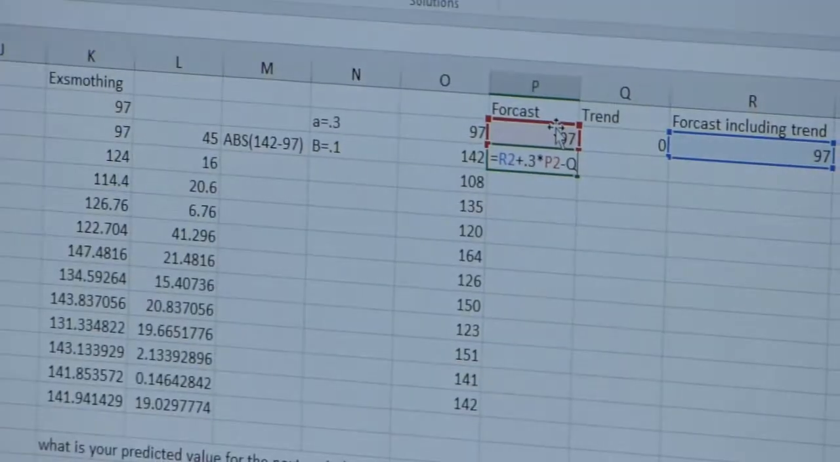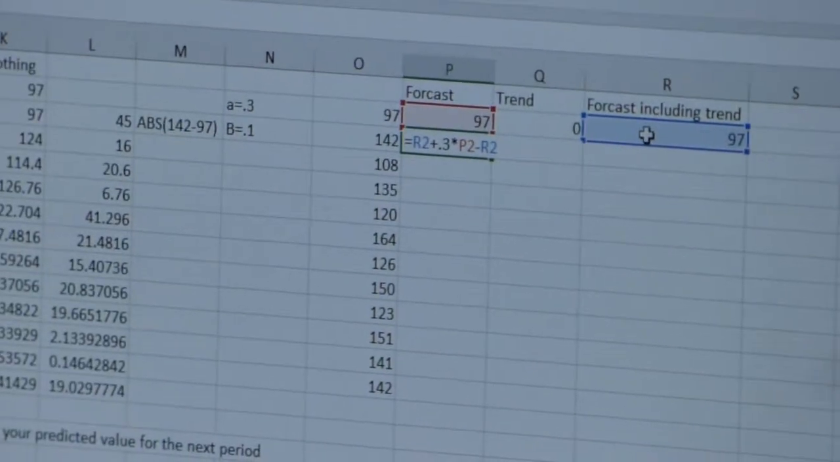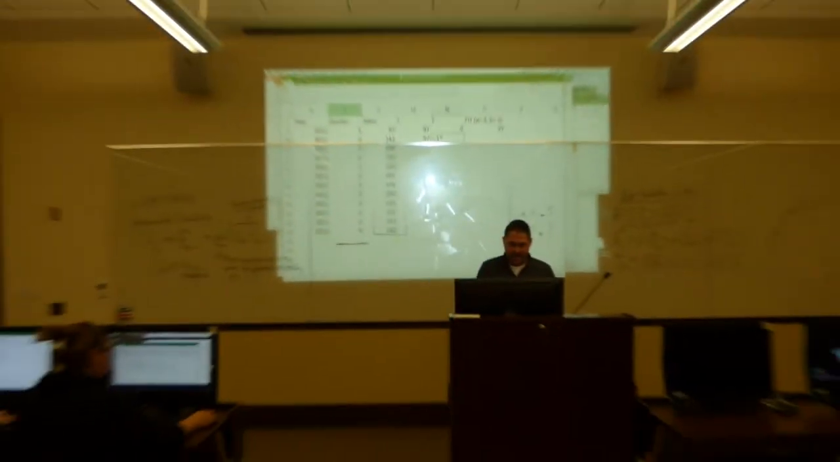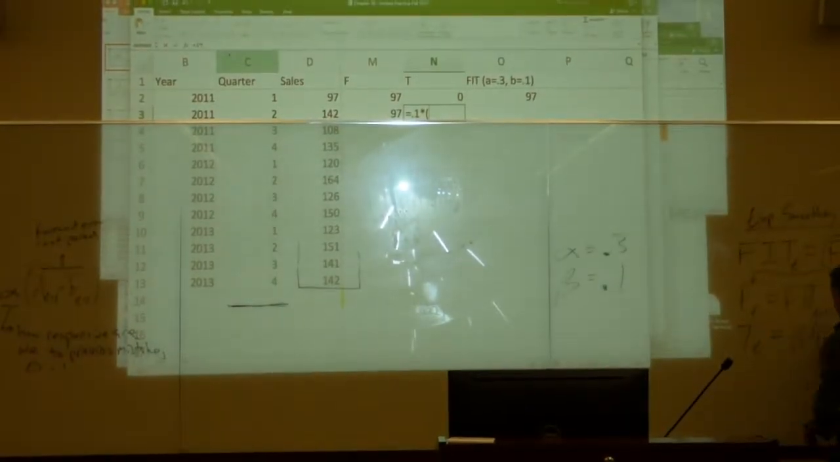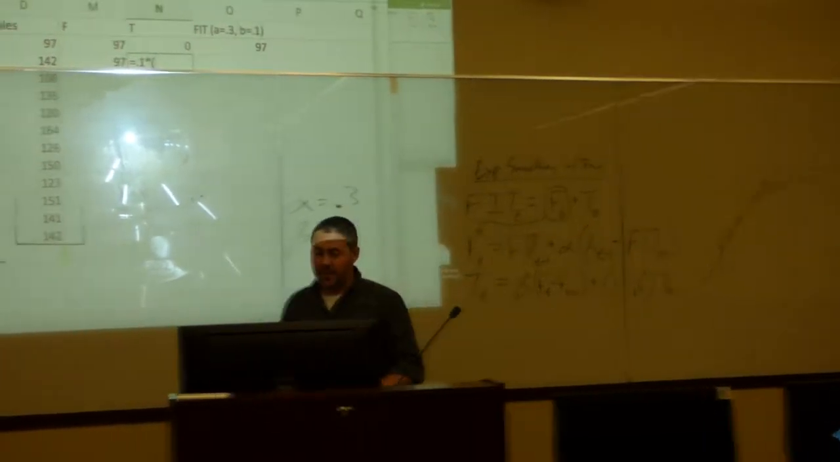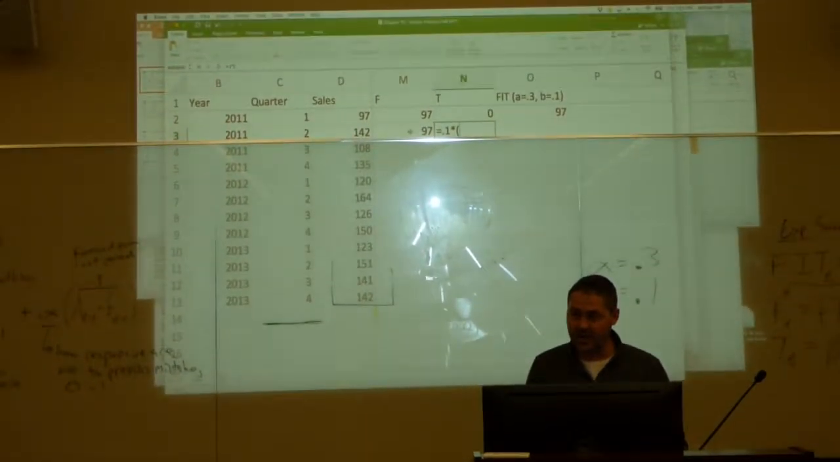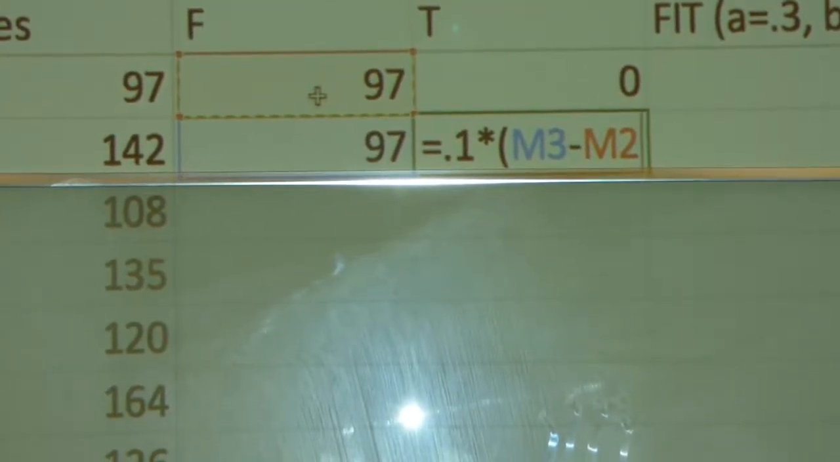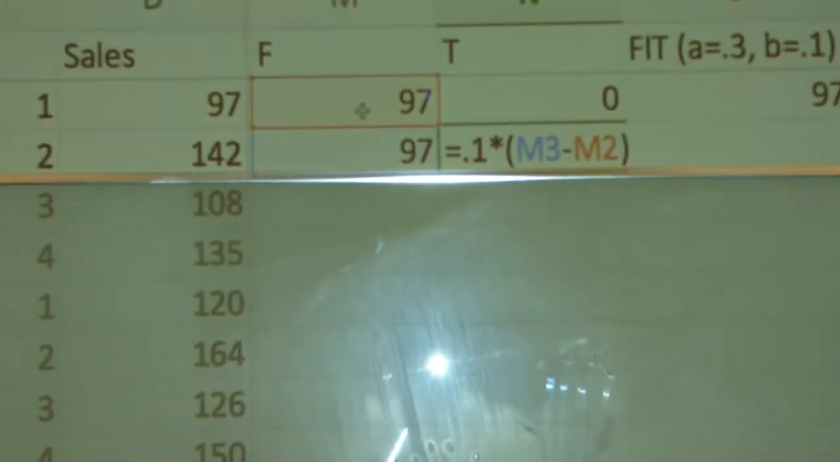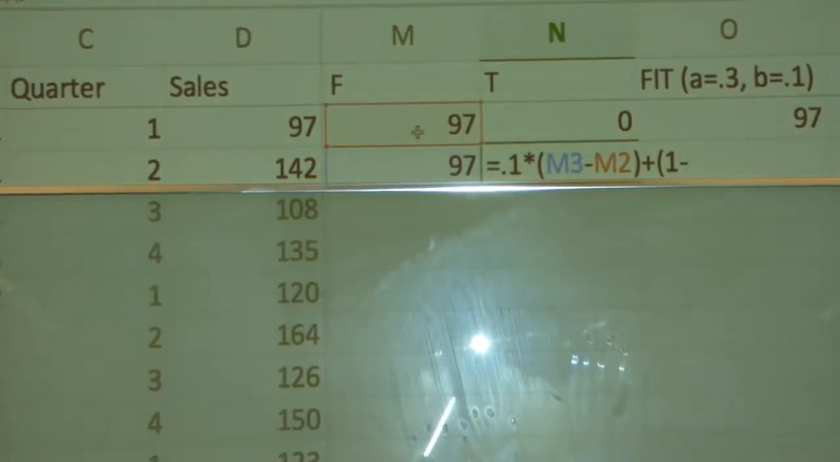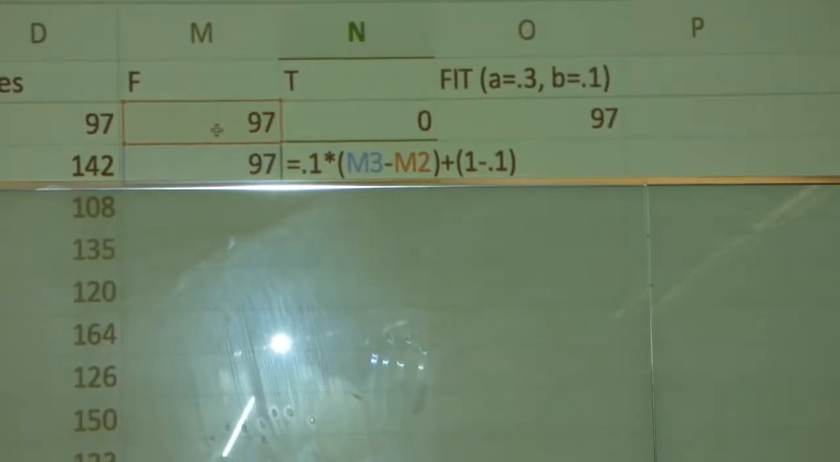All right, so now let's read carefully the T. And again, the equations aren't here, but you want to practice how to do this. T is equal to B, beta, which is 0.1, times, in parentheses, my current forecast minus my previous forecast, not fit, forecast. So what is my current F? Current period F minus the F column, but the previous F, 97. End parentheses. So my current F minus my previous F plus, in parentheses, 1 minus B, which is 0.1. End parentheses. That's my 1 minus beta.